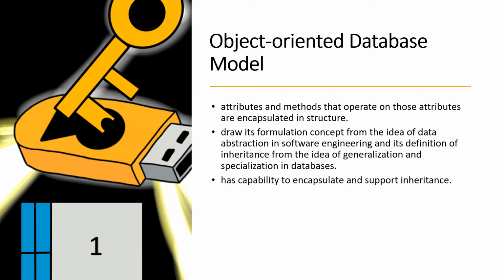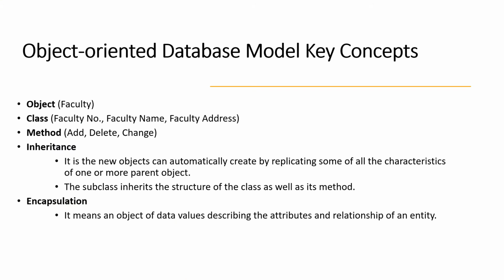The object-oriented database model. In this model, the attributes and methods that operate on those attributes are encapsulated in the structure. It draws its concept of encapsulation from the software engineering idea of data abstraction and its concept of inheritance from the database idea of generalization and specialization. So it has the capability to encapsulate and support inheritance.